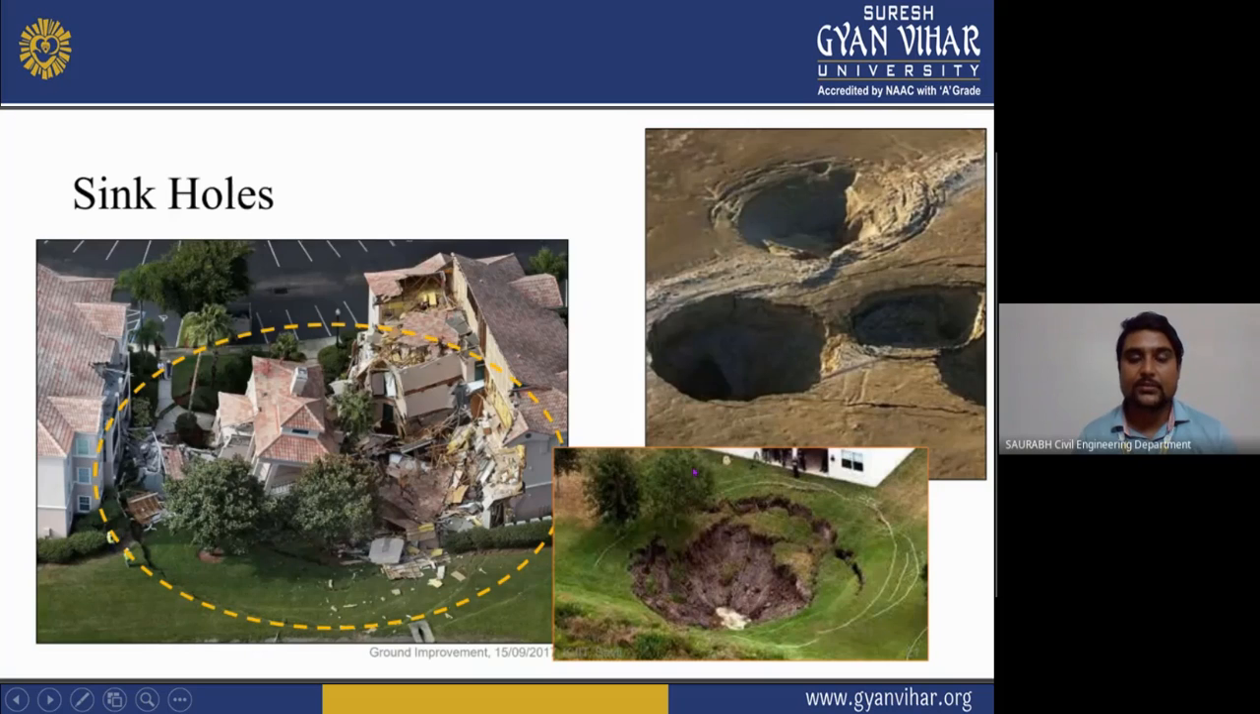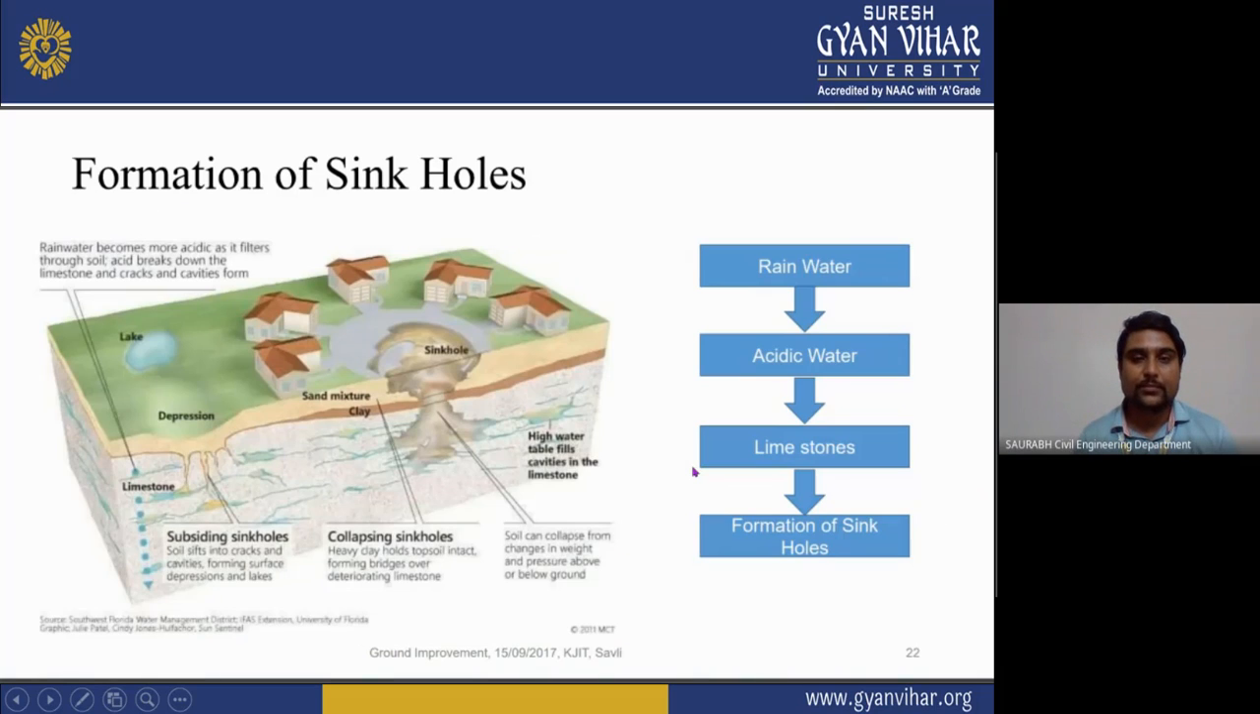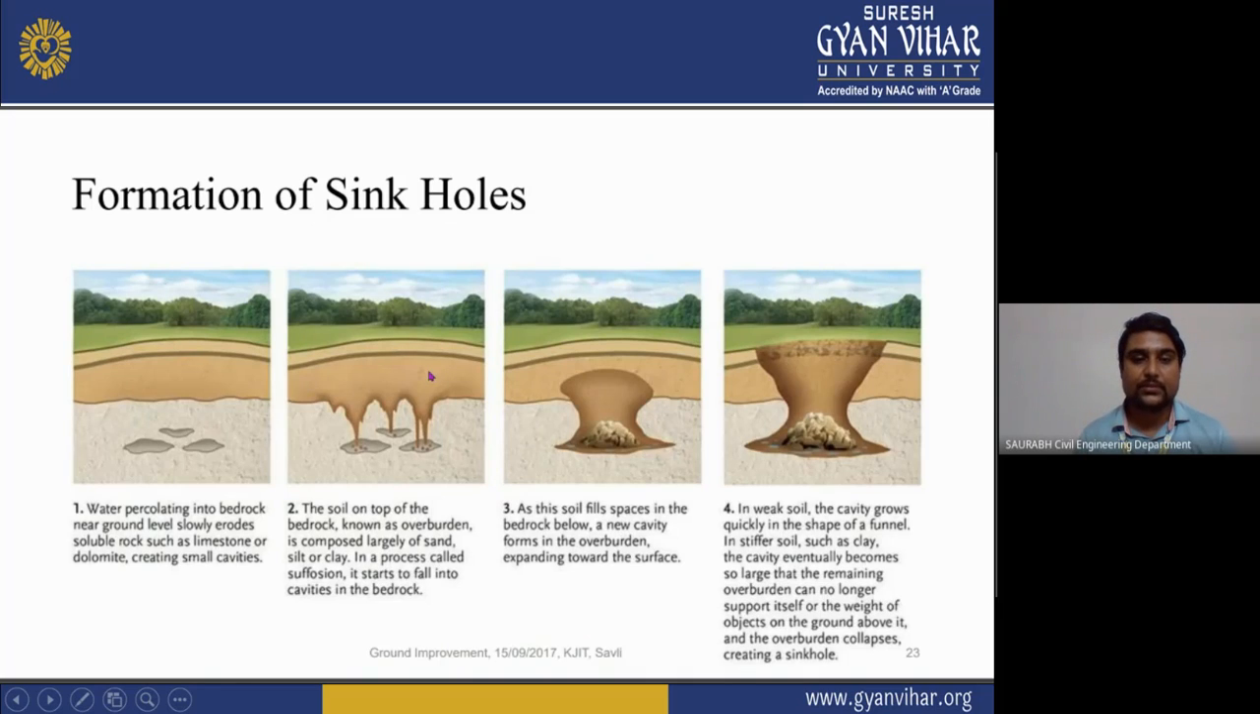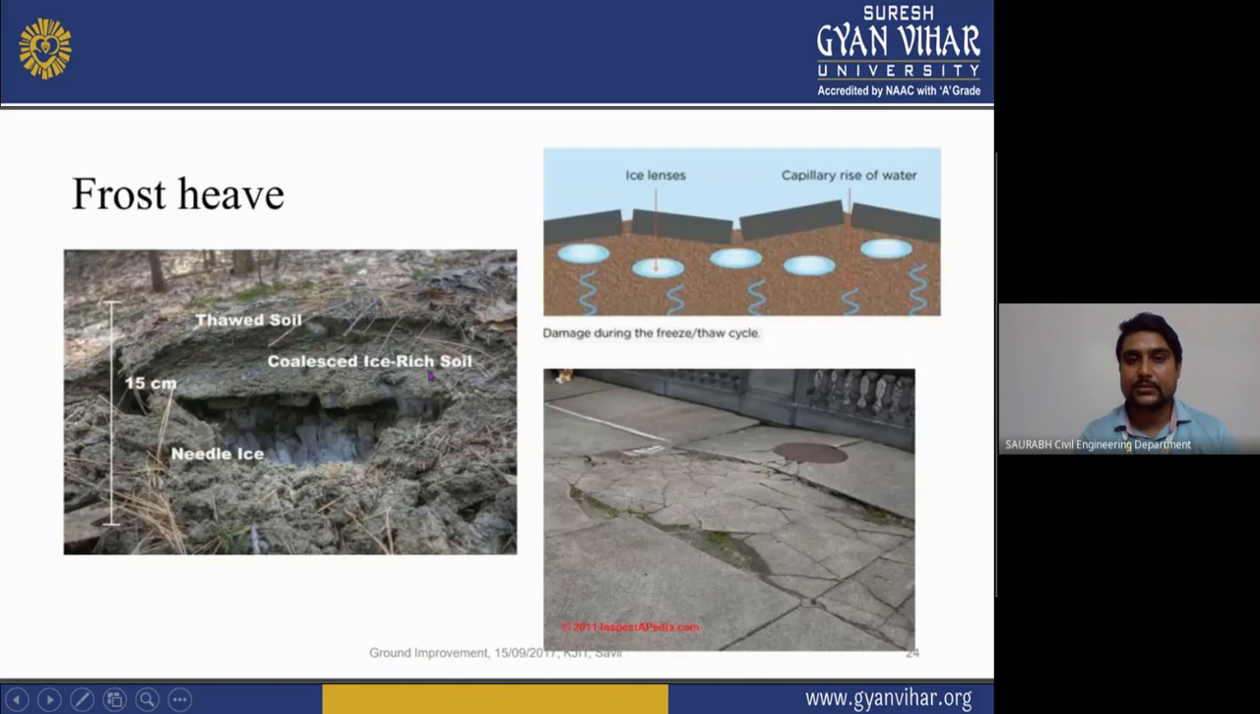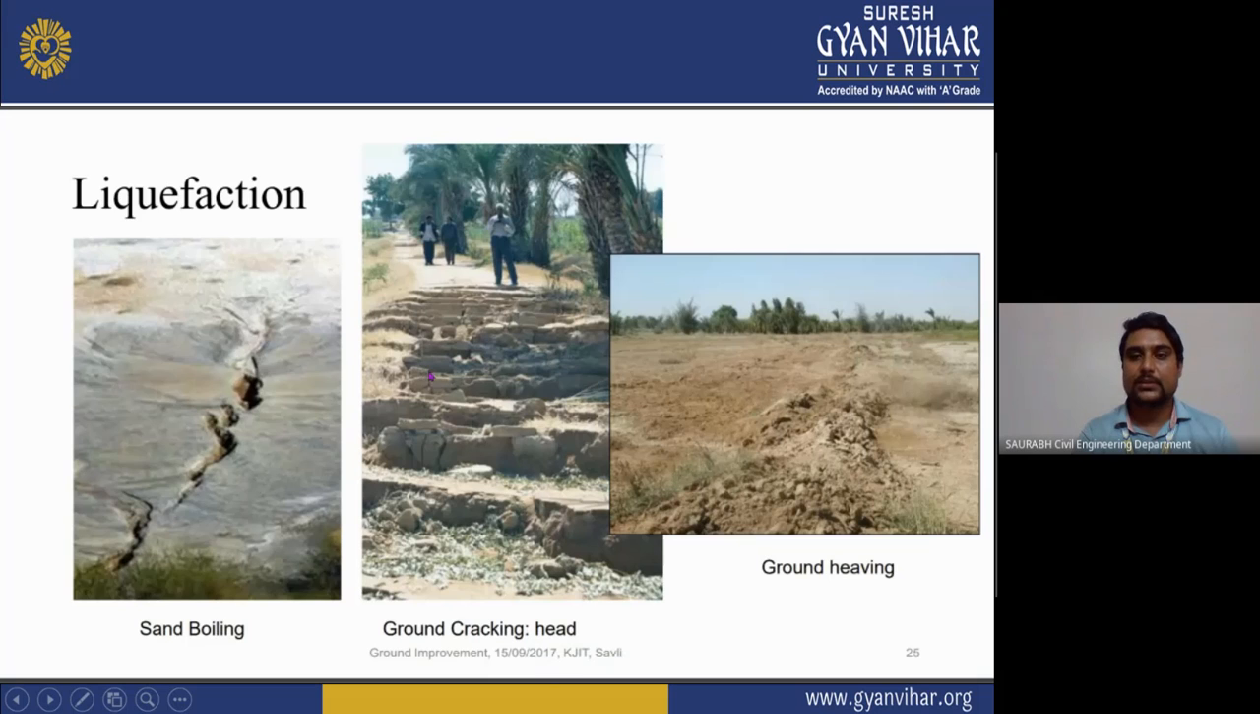As you can see, there are also some sinkholes which create a lot of problems. Formation of sinkhole: as you can see, sinkholes form due to rainwater, acidic water, and limestone. These are the processes of sinkhole formation, as you can see here. It can be of many types, and by these sinkholes a lot of problems may happen to buildings. And these are the sinkhole types.